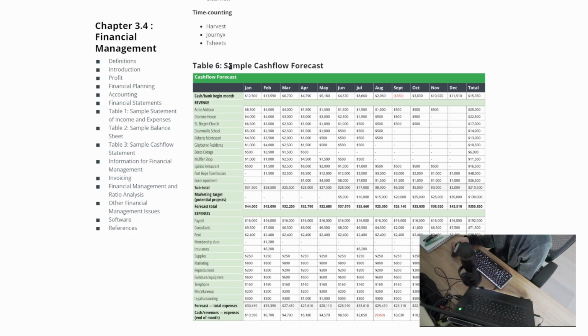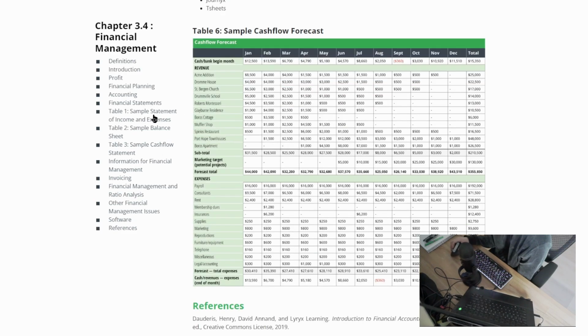And Table 6, sample cash flow forecast. We list off the cash or bank to begin the month, the overall revenue, the market targets, the forecast totals, and then the expenses.